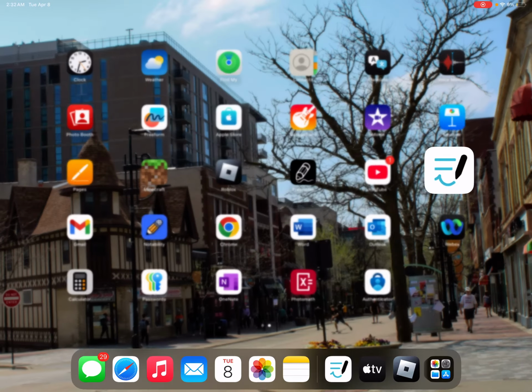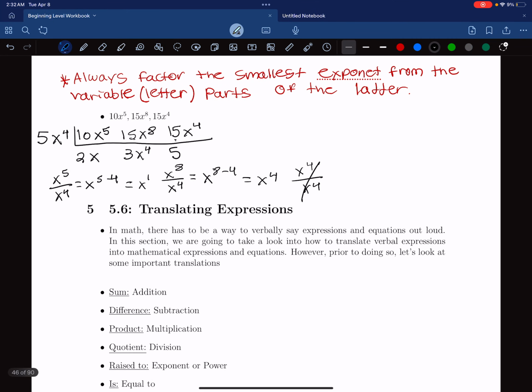Now from here, we can't divide out any more numbers that have a common factor. And because this 5 doesn't have a variable anymore, we can't pull out any more variables. So this is our simplified letter. So from here, let's find our least common multiple and greatest common factor. So remember, our least common multiple is the product, or when we multiply everything on the outside. So we have 5x to the 4th times 2x times 3x to the 4th times 5.